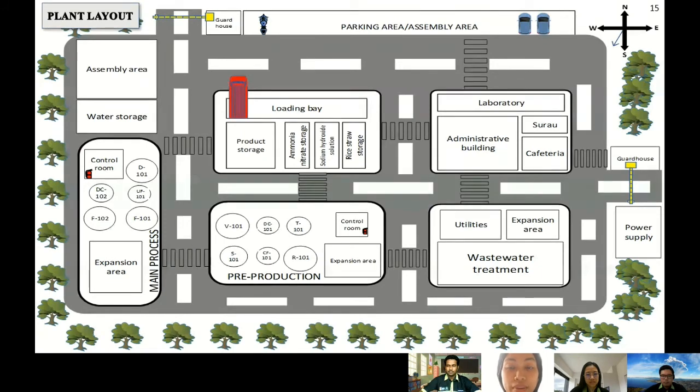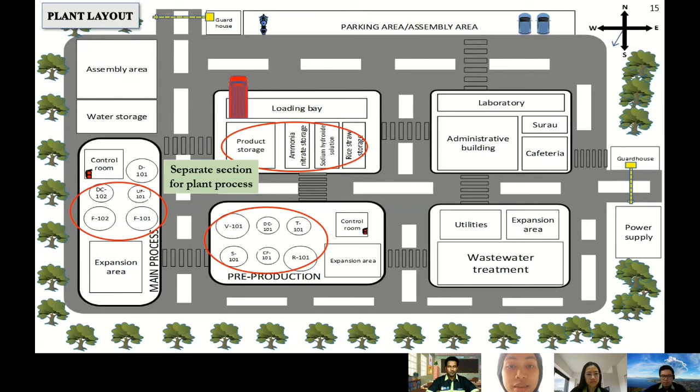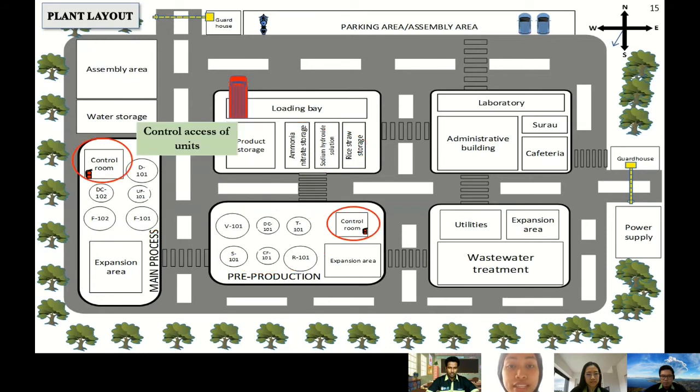To go to the plant layout, there are several important things that we consider. First is the easy and safe access of emergency services. Second, the direction of prevailing wind. And then we have the assembly area, provide emergency exit and assembly point. Next is the separate section for plant process. And lastly, the controlled access of units.